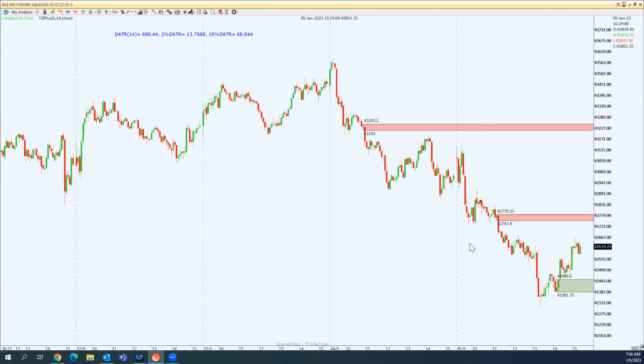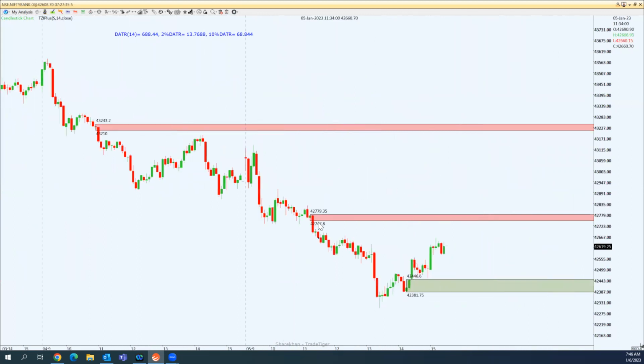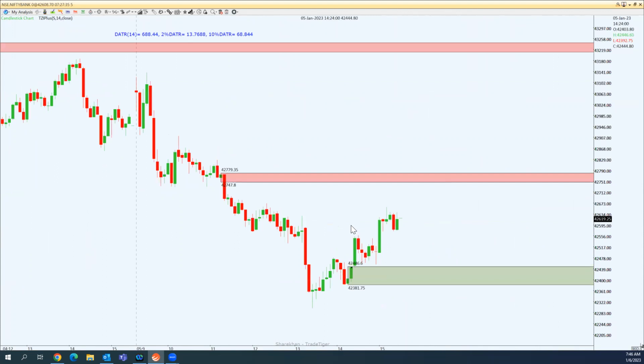So on 5 minutes, this is what we are seeing. This is a nice drop based drop, and even there was some price coming down from this level. So you can consider this level 42,750 level will be your shorting area, and 42,450 will be your buying area. And again, if you are conservative traders, don't enter.